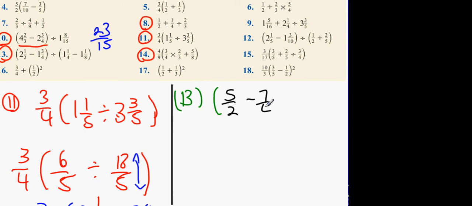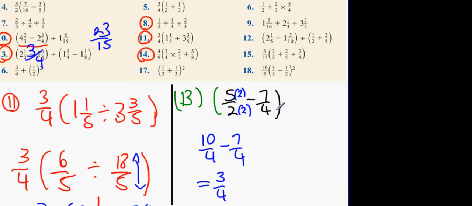Okay, what do you do next? You make them equivalent fractions, and how would you do that? You multiply the 2 by 2, top and bottom. And what we're going to get is 10 over 4 minus 7 over 4, and we get 3/4. So this part here turns into 3/4.